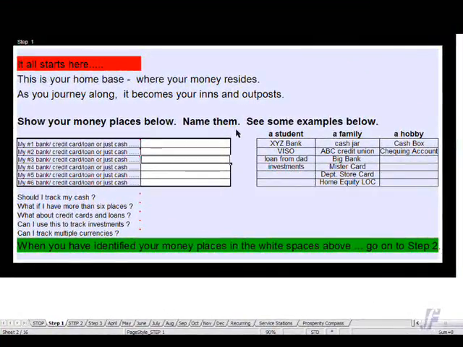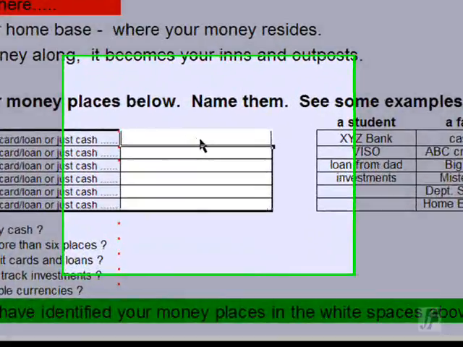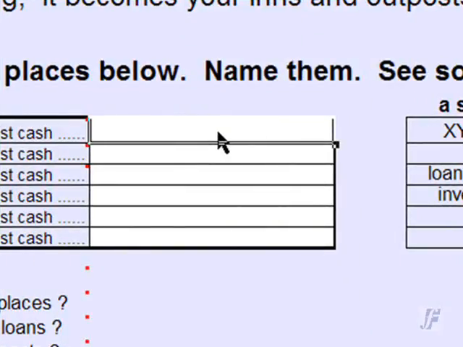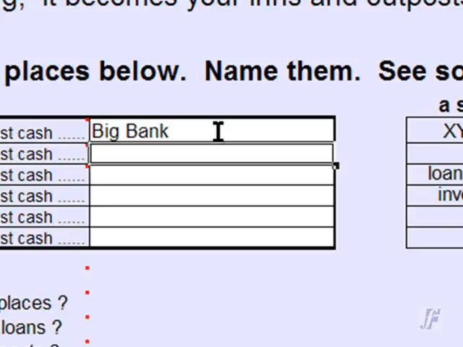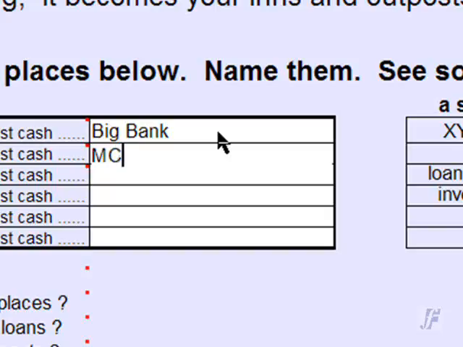Financial Footprints lets us track up to 6 money pots. So the first thing you need to do is write in the ones you use most frequently. Any white areas are for your input. Let's say you pay for most things through the big bank. You also use credit cards, the McViso credit card.